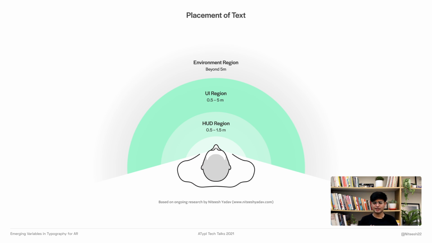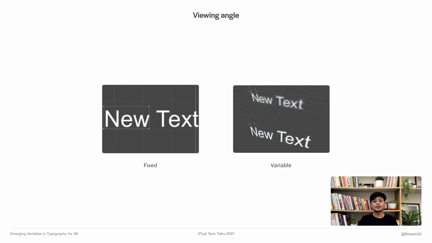And in this case, I can give an example, which is signages and these kinds of things. I'll explain this in further detail in the coming slides. Moving on, another thing which comes into play, which I have been repeating multiple times, is the viewing angle. So it can be fixed.